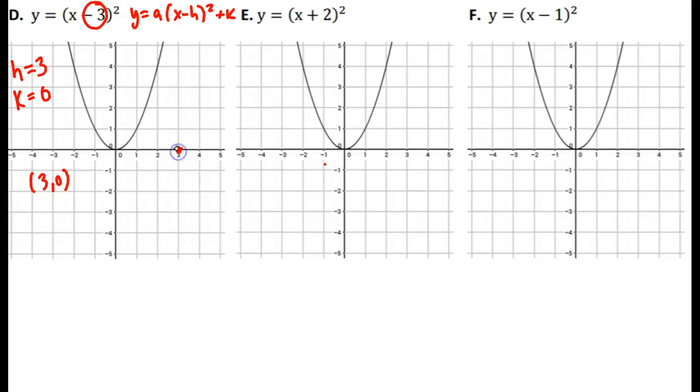So notice this one shifted to the right. Even though it was negative here, it shifted to the right. So now if I choose other values for x and for y, for x, 0 we know is going to be 3. If I put in 1, 1 minus 3 is negative 2. Negative 2 times negative 2 is going to be positive 4. So when I put in 1, I get out 4.